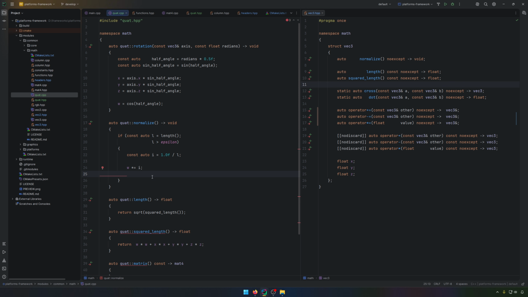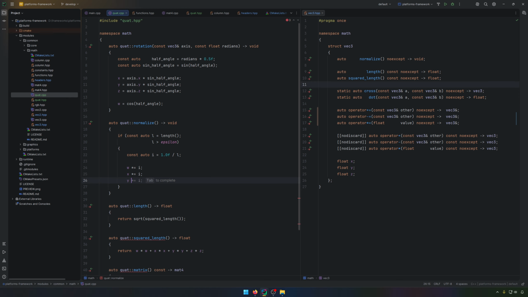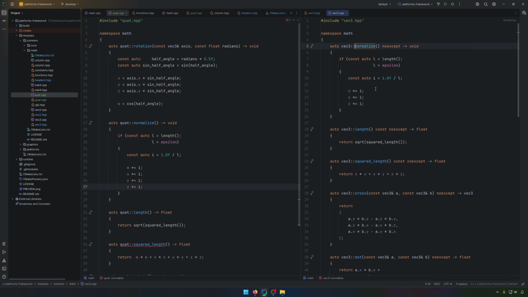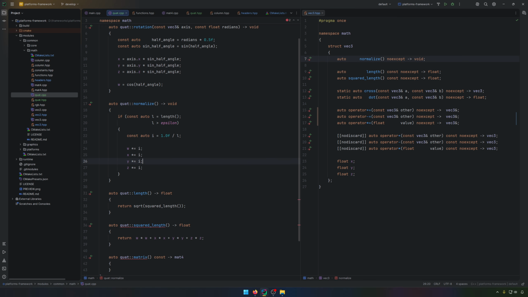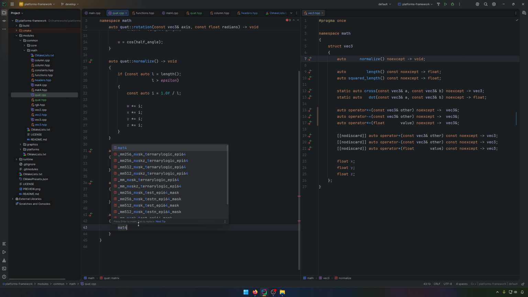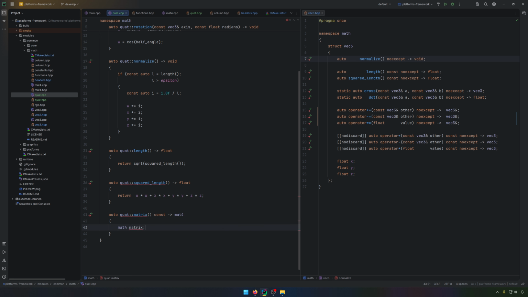Okay, so let's do this for the other ones. Like I said, it's very similar to what we have here for the vector with the 3 elements. The other, harder part is to convert this to a matrix. So we'll have a map first, we'll call it matrix, very intuitive. And of course, at the end we need to return this.